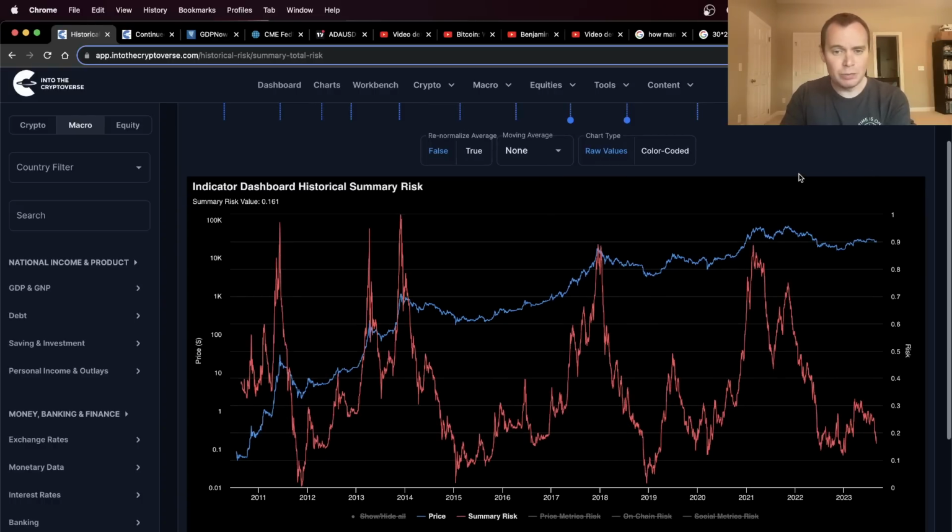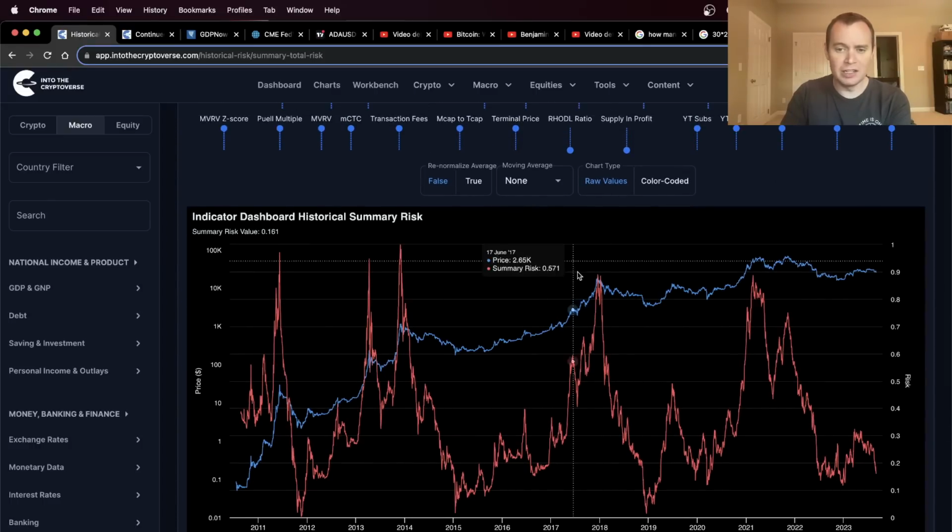Another, maybe more aesthetically pleasing, way to look at this is to color code the price.